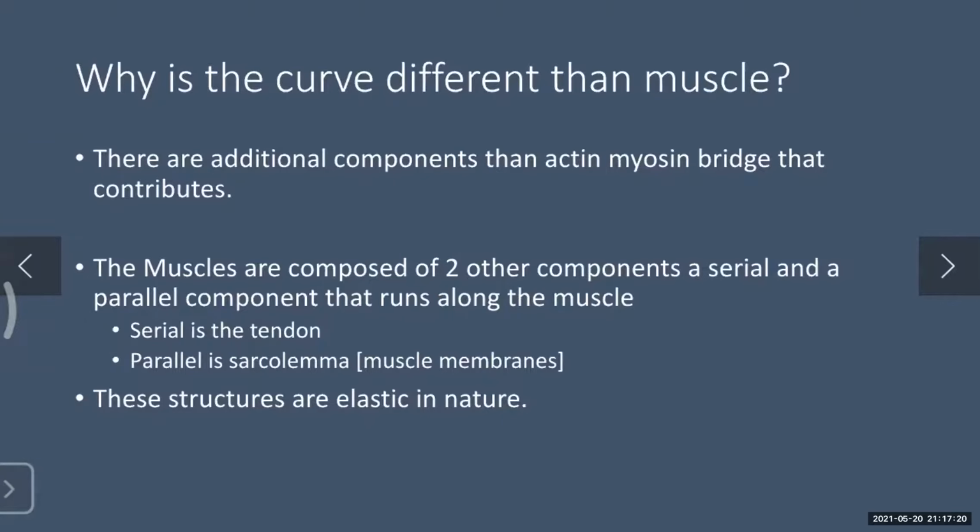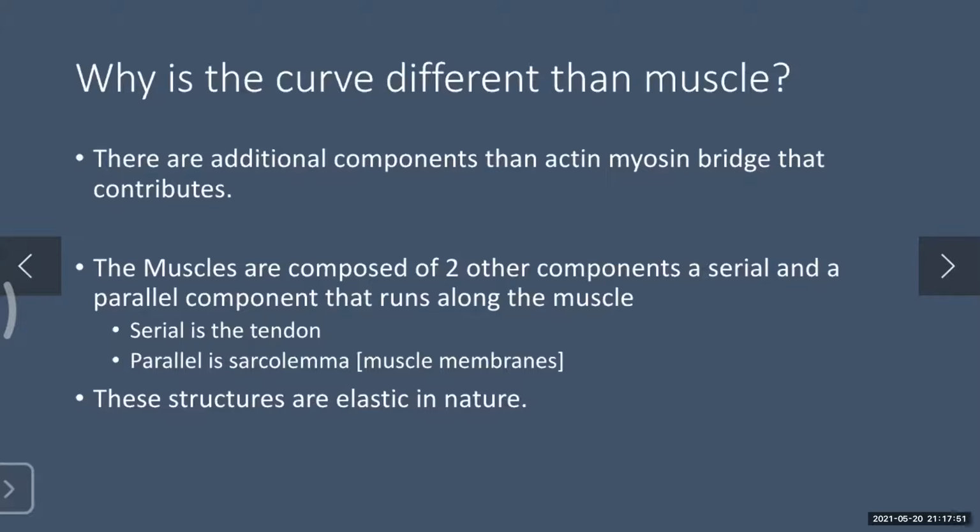What they have found is that the model we have learned is the actin myosin bridge. That's what we have learned, but there seems to be something else. The muscles are composed of two other components. One is a serial component, the other is a parallel component. The serial component is in line with the muscle, and it is the tendon. We all know that at the end of the muscle the tendon is there. The parallel component is the sarcolemma, or the muscle membrane.